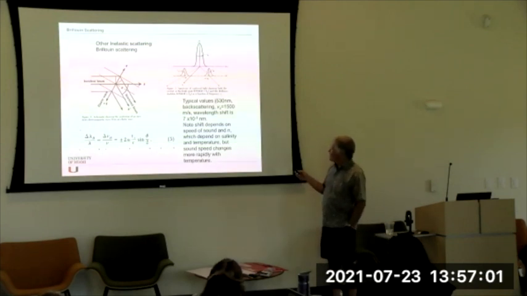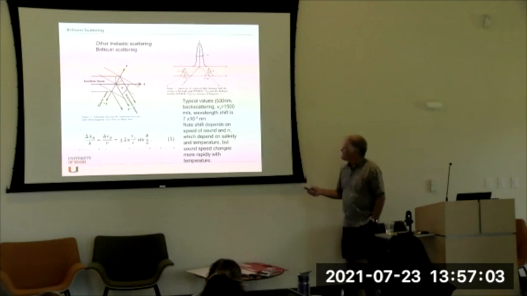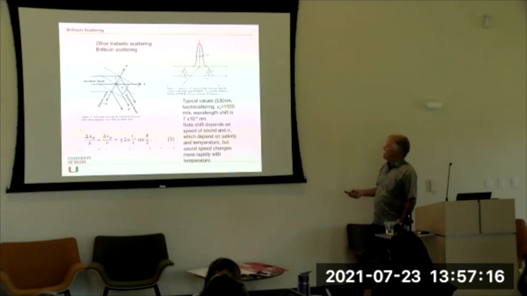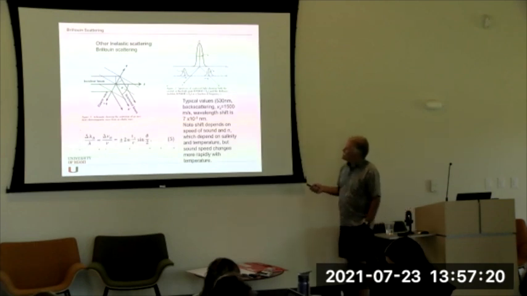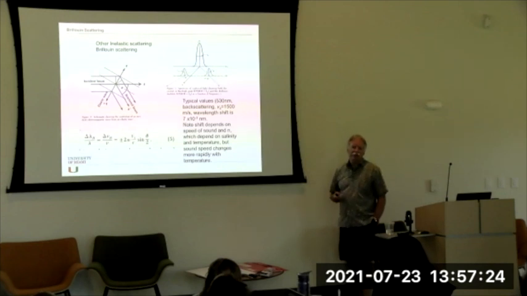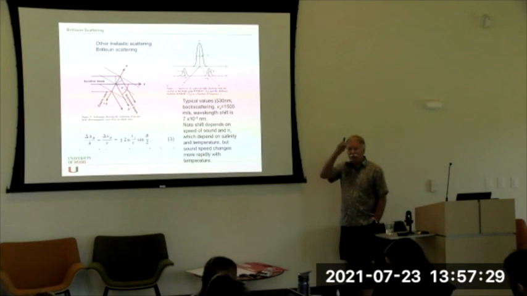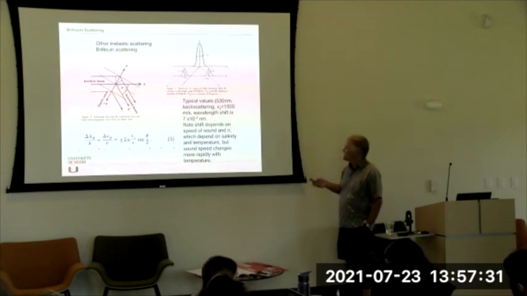But the shift does depend on the index of refraction of the water and the speed of sound. Here's sort of the equation for it. Also, the speed of sound and the index of refraction depend on salinity and temperature, but most rapidly change with temperature. So people have talked about using this also to measure the temperature in the ocean, okay? Or measuring the temperature in the atmosphere also by looking at this.